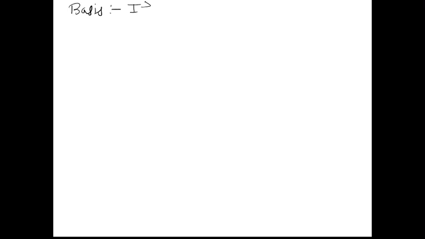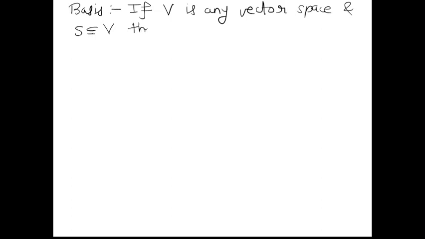For this we'll consider a vector space. Let V be any vector space, and we'll consider a set S, which is a subset of vector space V. Then S is called a basis of V if it satisfies two conditions.